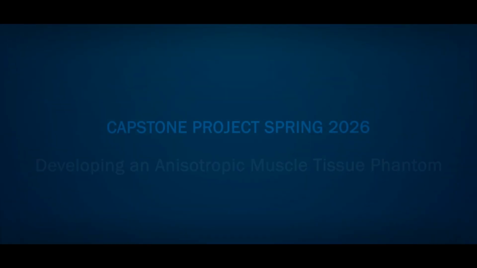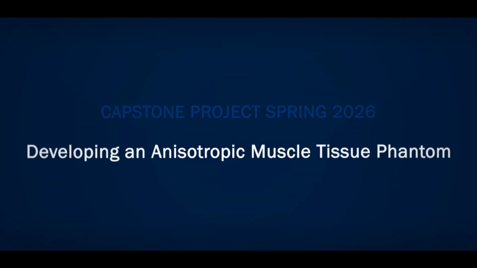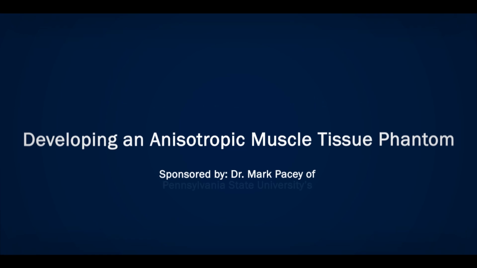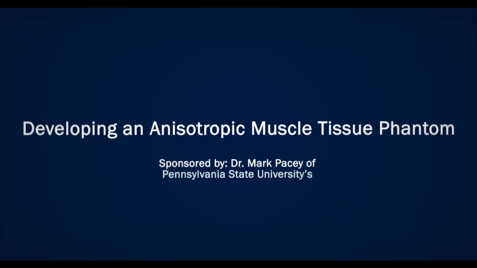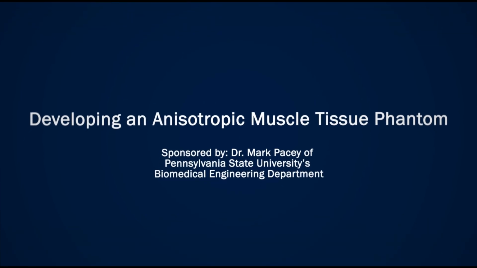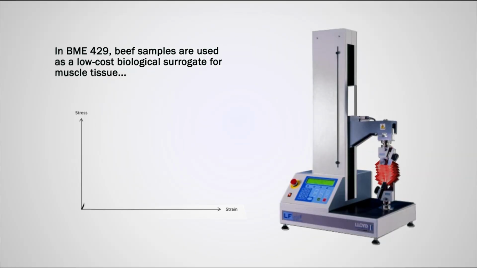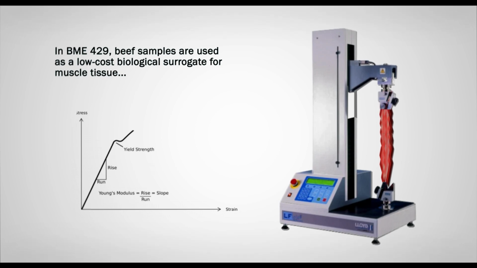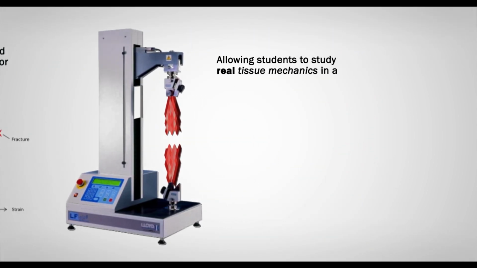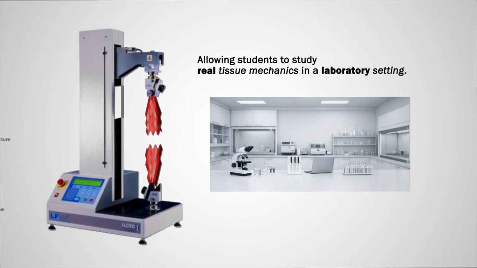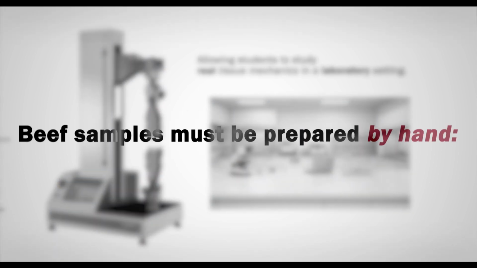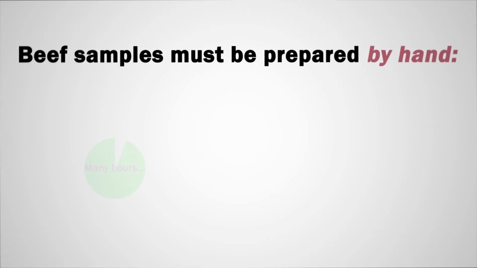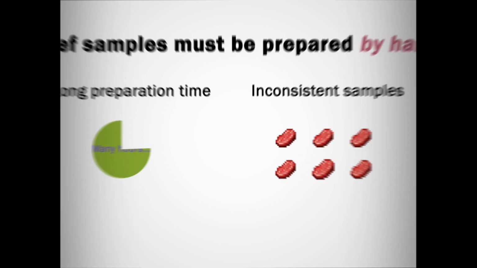Hello and welcome to our capstone project, developing an anisotropic muscle tissue phantom, sponsored by Dr. Mark Pacey of the Penn State Biomedical Engineering Department. In BME450W, beef samples are used as a low-cost biological surrogate for muscle tissue, allowing students to study real tissue mechanics in a laboratory setting. However, Dr. Pacey must prepare them by hand, a process that takes many hours and yields inconsistent samples.